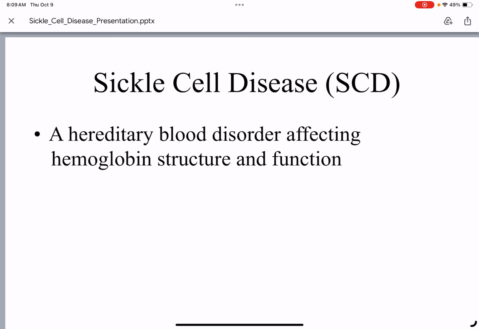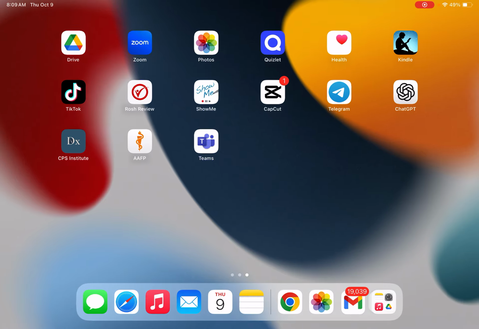So, sickle cell disease has a hereditary component to it. It's a hereditary blood disorder affecting hemoglobin structure and function. Let me show you guys what I mean.